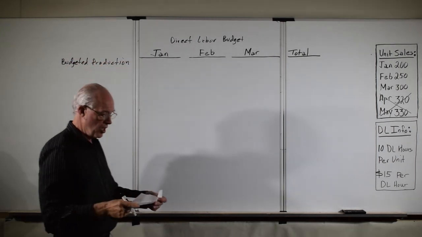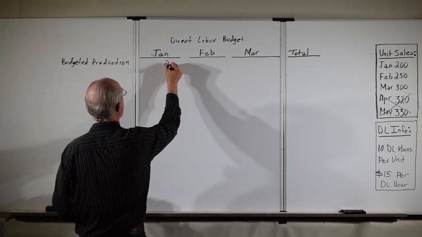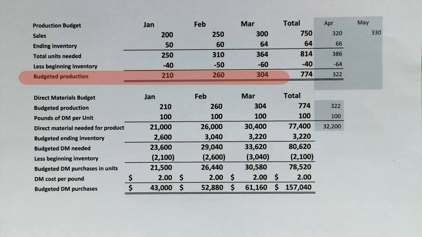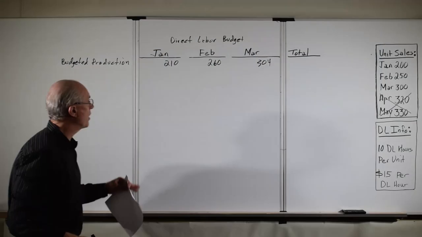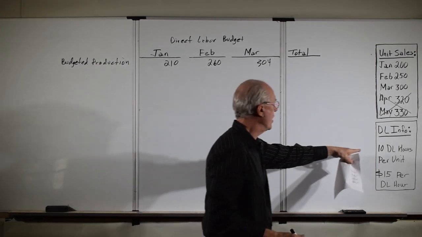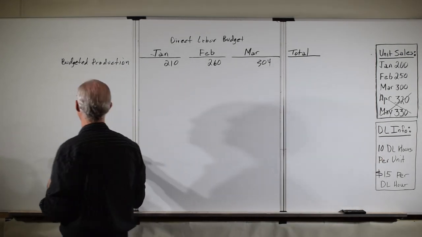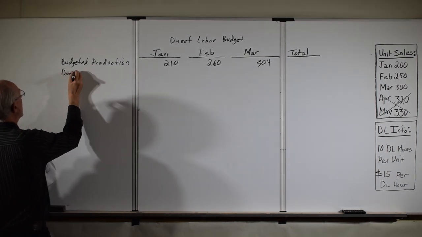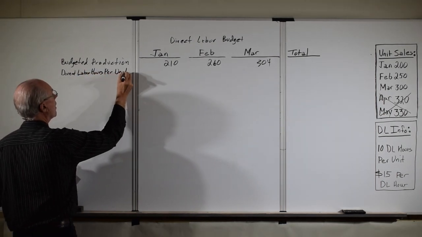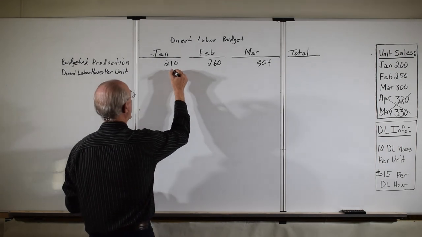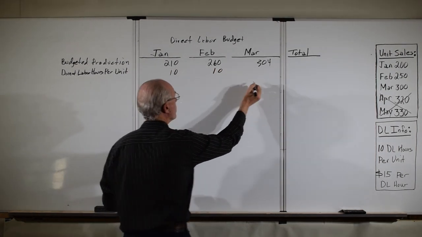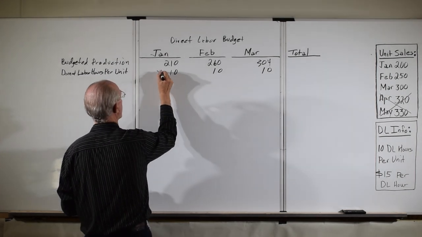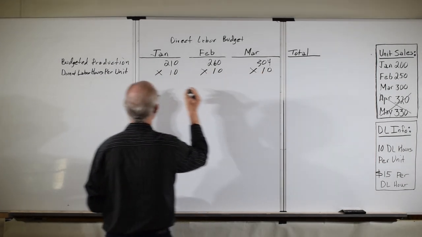Which you'll recall from our production budget is 210 units for January. It's 260 units for February. For March, it's 304 units. The next thing we're going to do is multiply the number of units times the direct labor hours required to produce each unit. So the direct labor hours per unit is 10 direct labor hours per unit of production. So we're going to be multiplying each one of our amounts by this 10 hours.